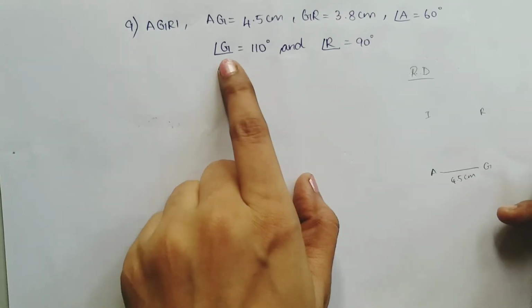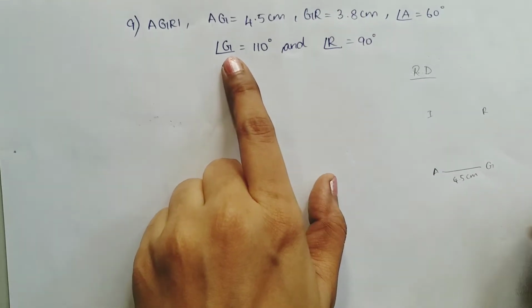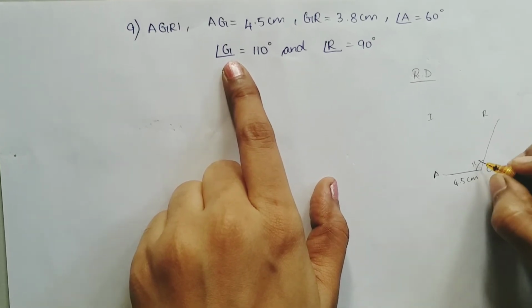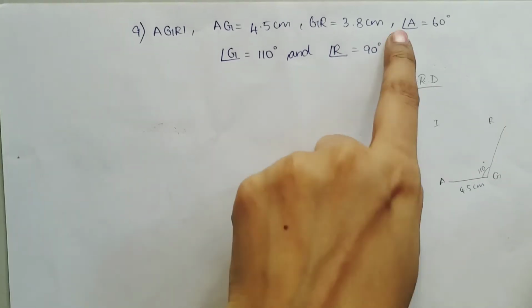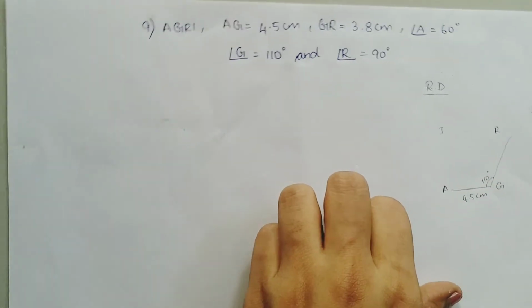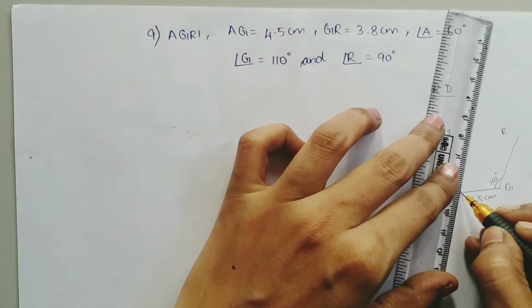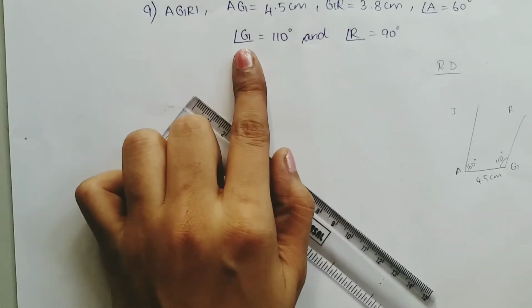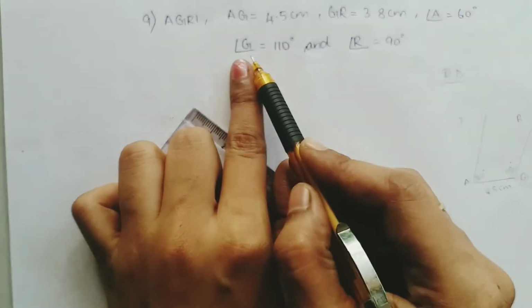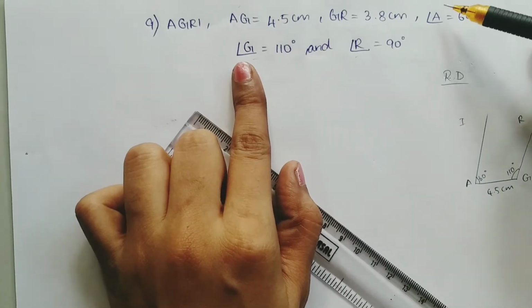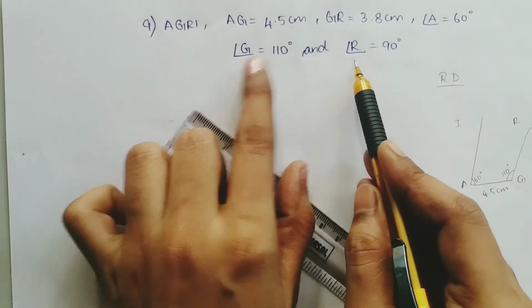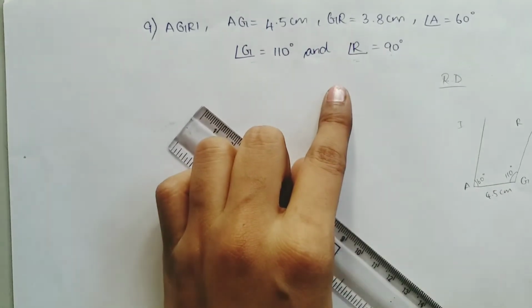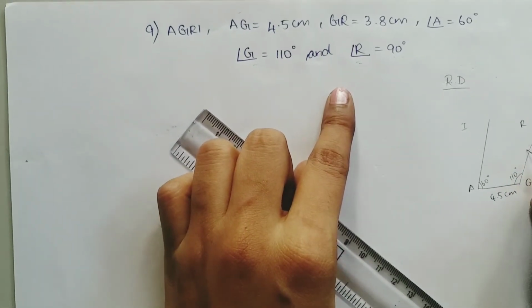Before that, let us mark this angle G as 110 degree. So this one is going to be 110 degree, and angle A is 60 degree. Now angle A is over, and angle R is 90 degree. Before that, you are going to mark this GR as 3.8.